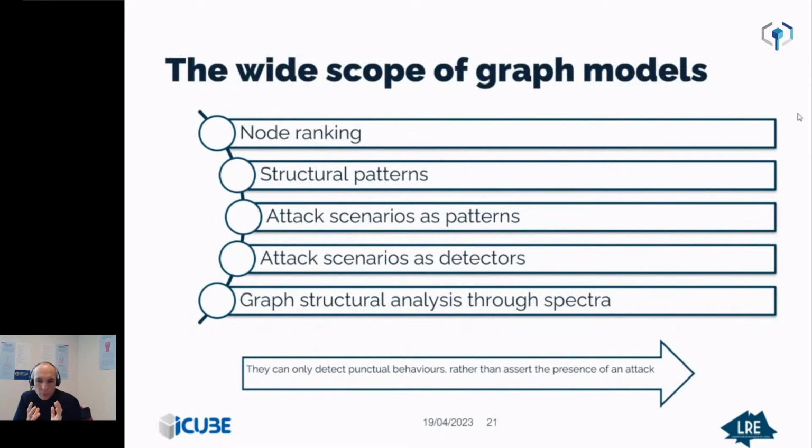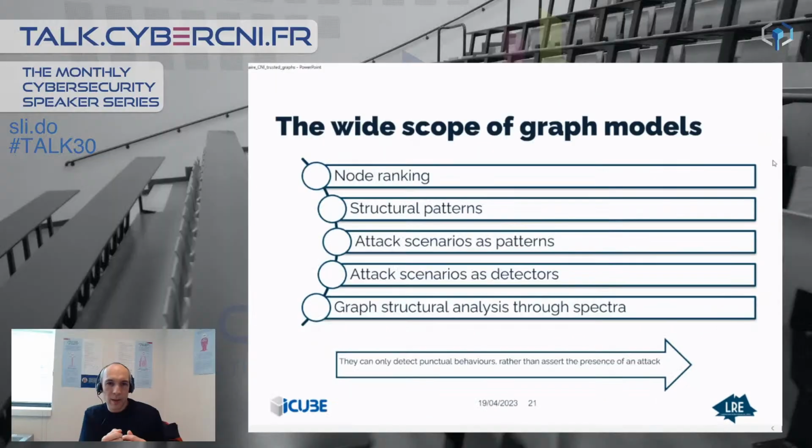So this was the first challenge of my work, where we really wanted to widen the scope of graph models from simple node ranking to structural patterns, then to define attack scenarios first as patterns and as detectors, and lastly to use more advanced metrics, like metrics from the graph spectra, to perform fine-grained graph structural analysis. So actually, the objective is really to use all kinds of information, but in all these different steps, we see one main point which is very important.